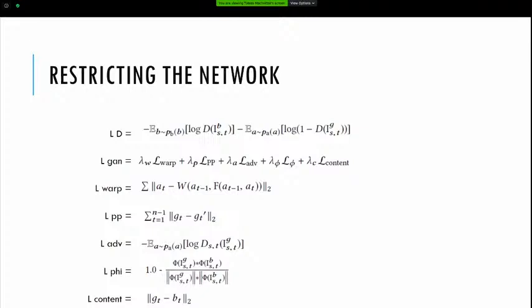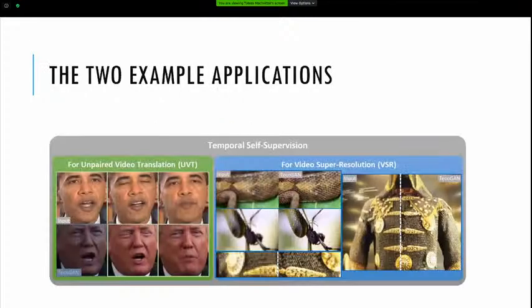Okay, maybe let's have a look at some results now, right? We talked about all these theories, and they provide such nice results with the networks. We talked about how it worked, and now we want to show that it works this way around. So they have these 2 example problems they applied their networks to, and one is the unpaired video translation, and one is the video super resolution.